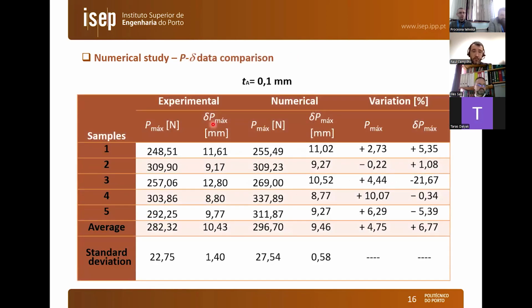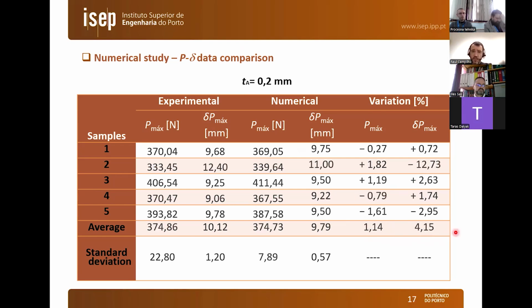Here we have a summary of all of the results that we obtained, divided by adhesive thickness. For example, for an adhesive thickness of 0.1 millimeters, we have the experimental maximum load, the experimental displacement at the maximum load, and the equivalent numerical values for all of the 5 specimens that we tested for each adhesive thickness. We have the individual variations, specimen by specimen, and the average deviation in the Pmax and in the delta Pmax. These values of 4.75 and 6.77%, they are acceptable, and we can see the same values as we increase the adhesive thickness.